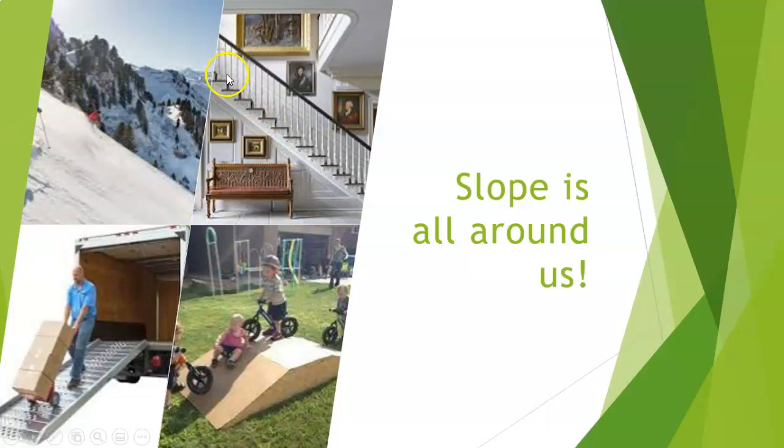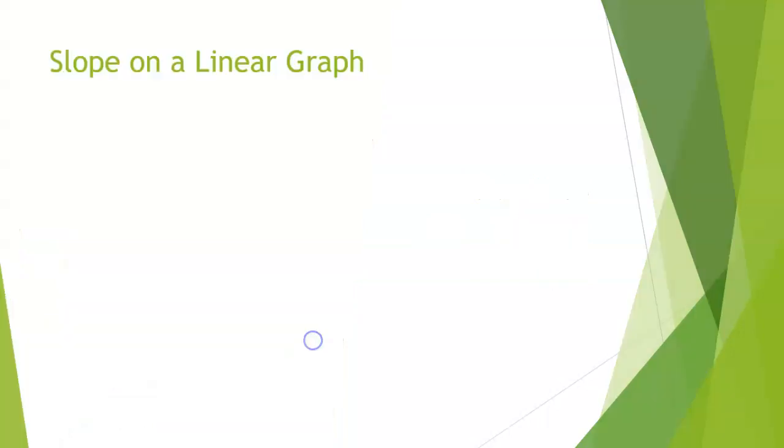But other things have slope, like stairs. Some stairs are more steep than others. Or maybe a ramp. A lot of times you want your ramp to be a little less steep so it's easier to go up and down. And then also things like bike ramps have a slope that you might want to be steep or not, depending on what you're doing with it, like these children. So slope is all around us. Today we're going to look at slope specifically on a linear graph, so a graph that is a line.